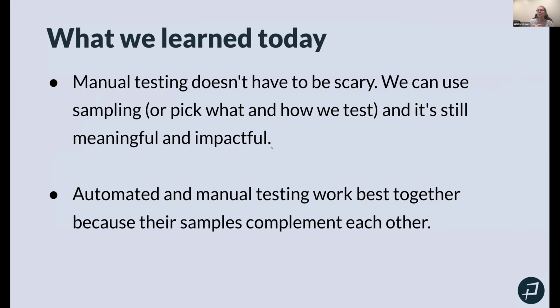Okay, so what we learned today, to wrap it up. Manual testing, hopefully we debunked that it doesn't have to be scary. We can use sampling or pick what and how we test, and it's still meaningful and impactful. Automated and manual testing work best together because their samples complement each other. If you do automated testing, your manual testing can be a lot cleaner. If you do some of those manual tests we talked about early on, like keyboard testing or WAVE review, it can make your screen reader testing a lot simpler. You can focus on things that screen reader testing is really good at finding.